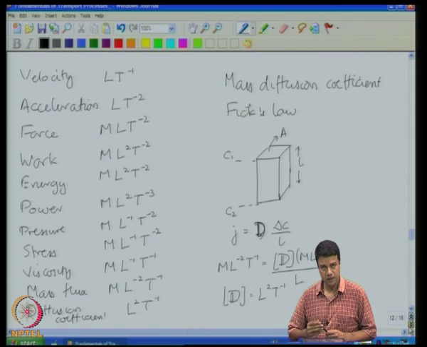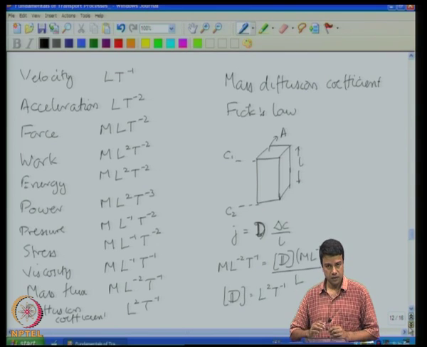For example, velocity is distance moved per unit time. So, velocity has dimensions of L t inverse. Acceleration, rate of change of velocity, L t power minus 2, and so on. Work, energy, power, pressure, force per unit area, stress is force per unit area, they both have the same dimension. For the present course, important dimensional groups.